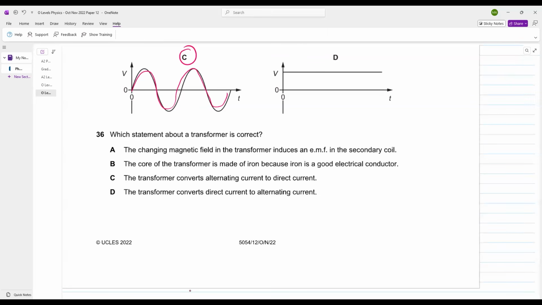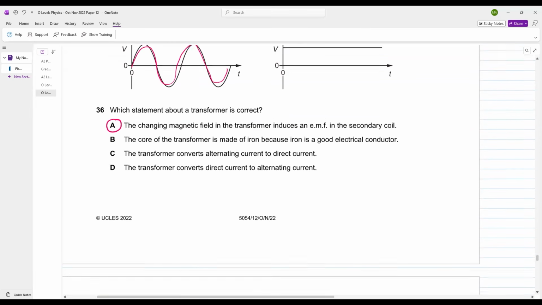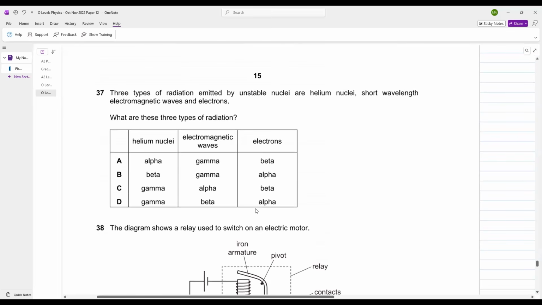Which statement about a transformer is correct? The changing magnetic field in the transformer induces an EMF in the secondary coil. Yeah, A is correct. अब आ जाओ 37 पे.